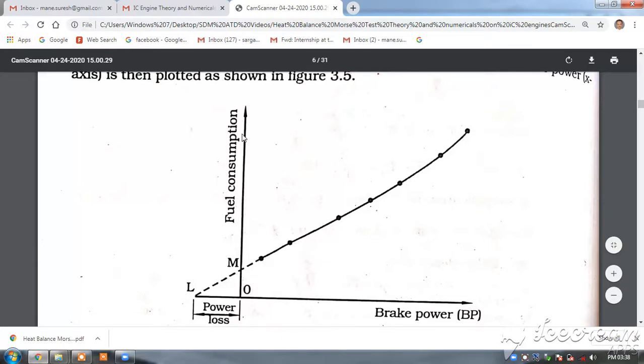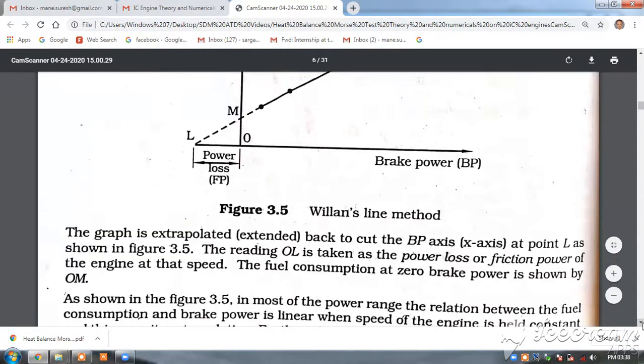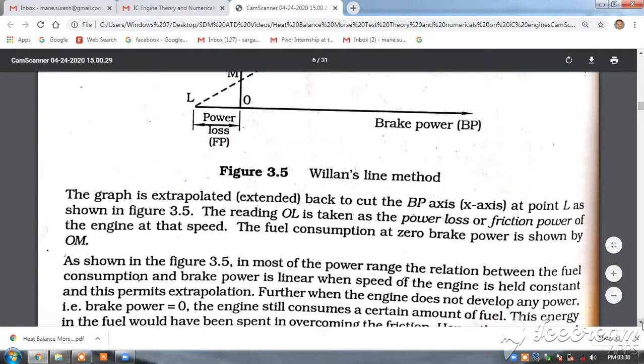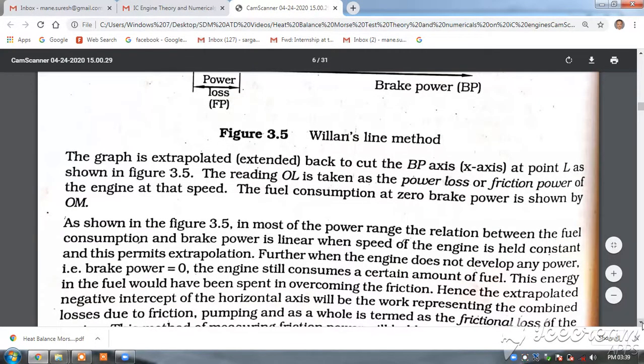The y-axis is the fuel consumption and the x-axis is the brake power. Then we see that at zero brake power also there is some amount of fuel consumption, that is OM. So when you extrapolate this line, then you will find that OL is the power loss. This is known as the friction power. The graph is extrapolated or extended back to cut the BP x-axis at L as shown in the figure. The reading OL is taken as the power loss or the friction loss of the engine at that particular speed. The fuel consumption at zero brake power is shown by the line OM.